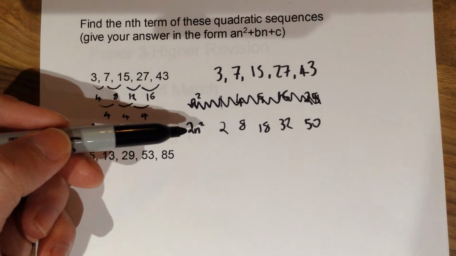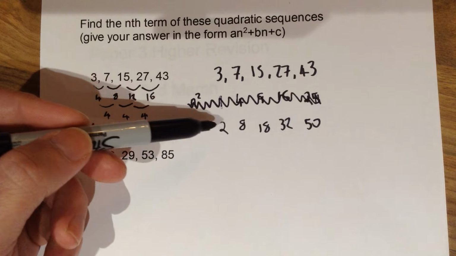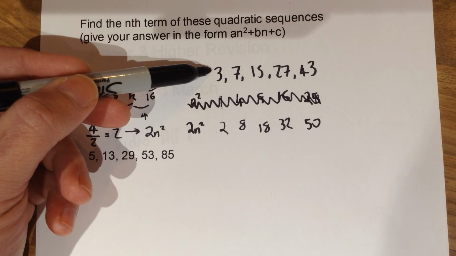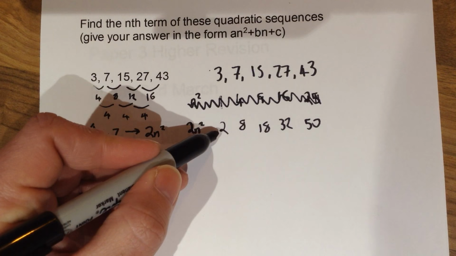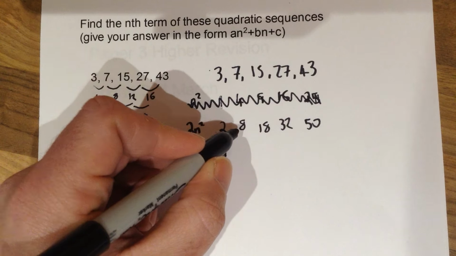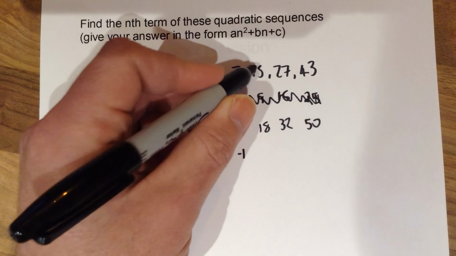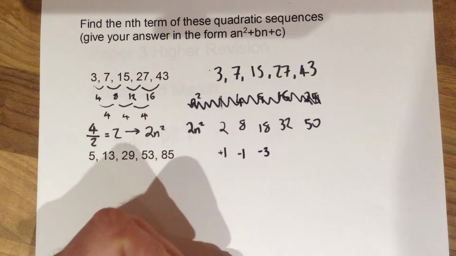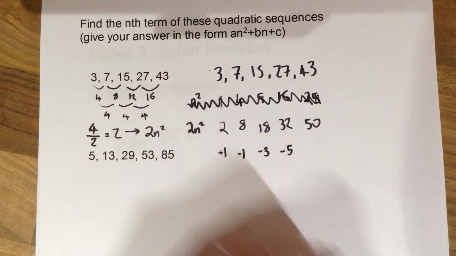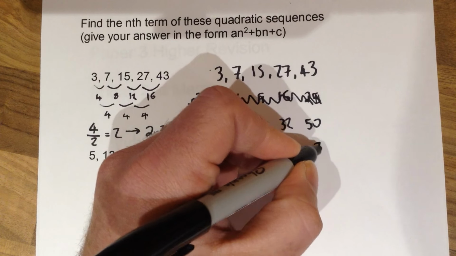My next step is to look at this 2n squared line and think, what do I need to do to each of these numbers to change it into the sequence? So here, 2 to get to 3, I'd have to add 1. To get from 8 to 7, I would minus 1. From 18 to 15, minus 3. From 32 to 27, it's going to be minus 5. And to get from 50 to 43, I'd have to minus 7.